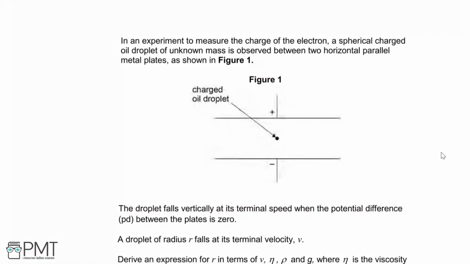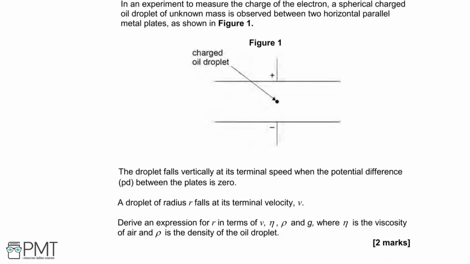In an experiment to measure the charge of the electron, a spherical charged oil droplet of unknown mass is observed between two horizontal parallel metal plates, as shown in Figure 1. So we've got Figure 1 there with a positive plate at the top, negative plate at the bottom, and the charged oil droplet in between.